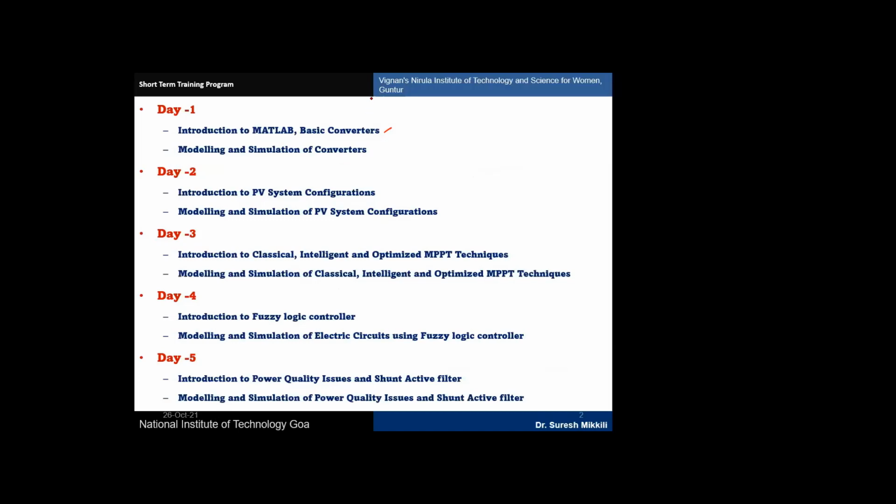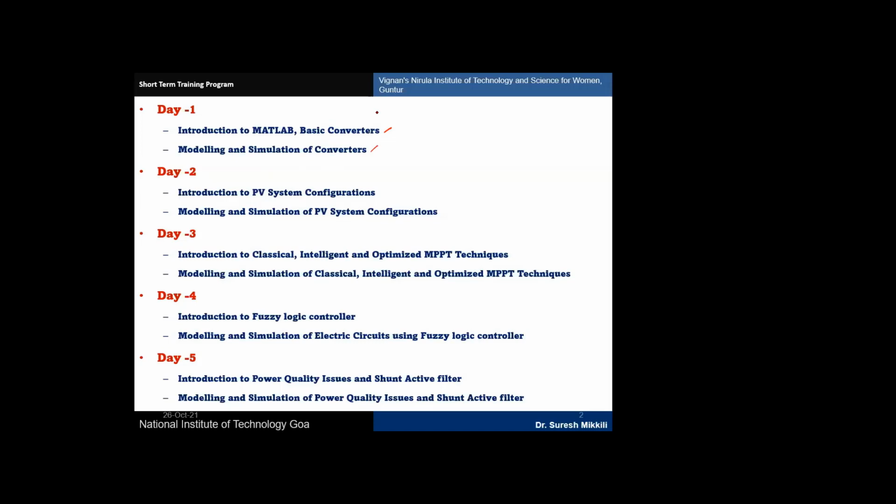As the coordinators approached me, they told me to take this for UG compulsory. They should understand. So on the first day, I will try to give you how to simulate, how to select the modules from the Simulink library. Each and everything from scratch I will explain to you. Basic converters introduction I will give, then modeling and simulation of converters will be given.